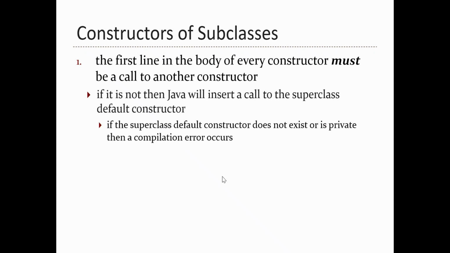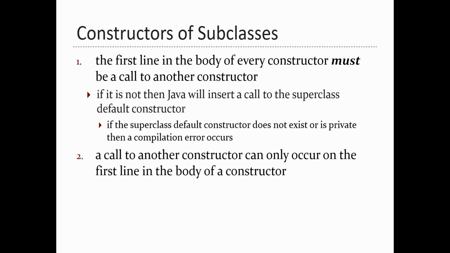Now, what happens if the superclass default constructor does not exist or is private? Then when the compiler inserts the call to the no argument constructor, it fails, and you get a compilation error. So if you don't put a call to another constructor on the first line of your subclass constructor, the class you derive from must have a public or protected no argument constructor.